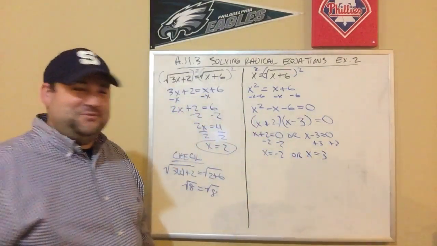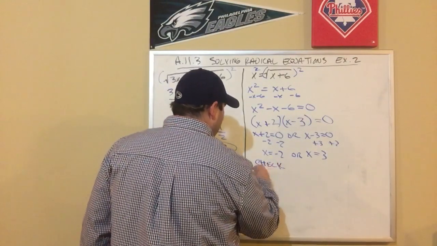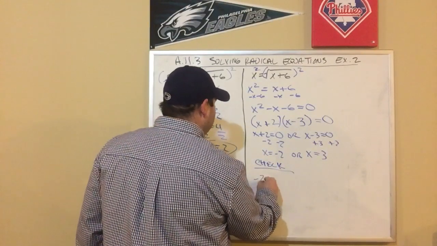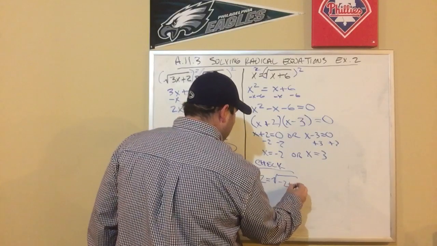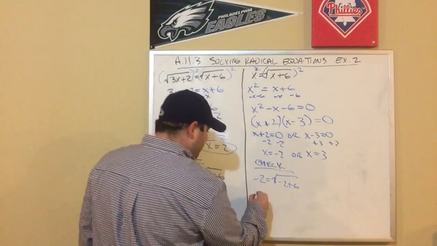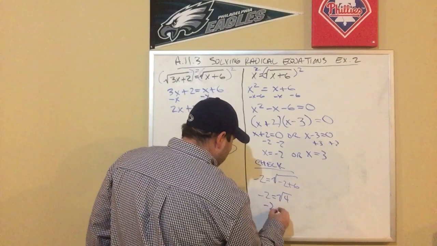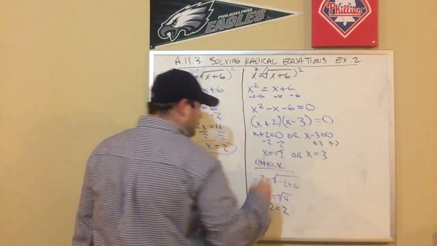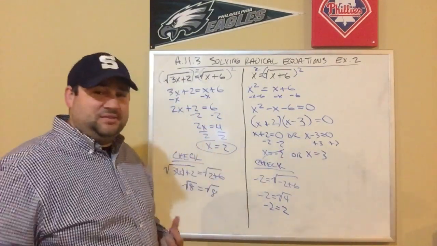Got to check them. You got to check them. So I'm going to check both real quick here. So I got negative 2. So negative 2 equals the square root of negative 2 plus 6. So that would be negative 2 equals the square root of 4. So negative 2 equals 2, which is not true. So this is not an acceptable answer. So x equals negative 2 is not acceptable.